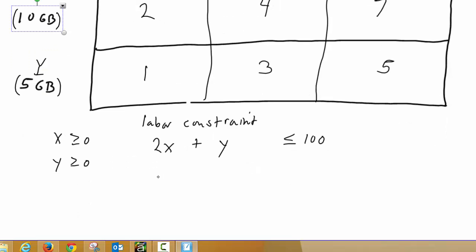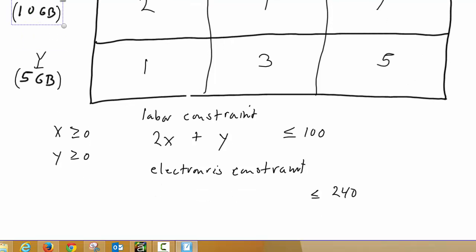And then we also have an electronics constraint for time for electronics work. In the same way, the total amount of time we have available to us is 240 hours. So if we're going to make X 10 gigabyte models, and each one requires 4 hours of electronics work, how much total time are we using in producing X 10 gigabyte models? Well, 4 times X. And in the same way, how much time are we using total to produce Y 5 gigabyte models? 3Y, since each 5 gigabyte model requires 3 hours of electronics work. And so those are all of our inequalities.